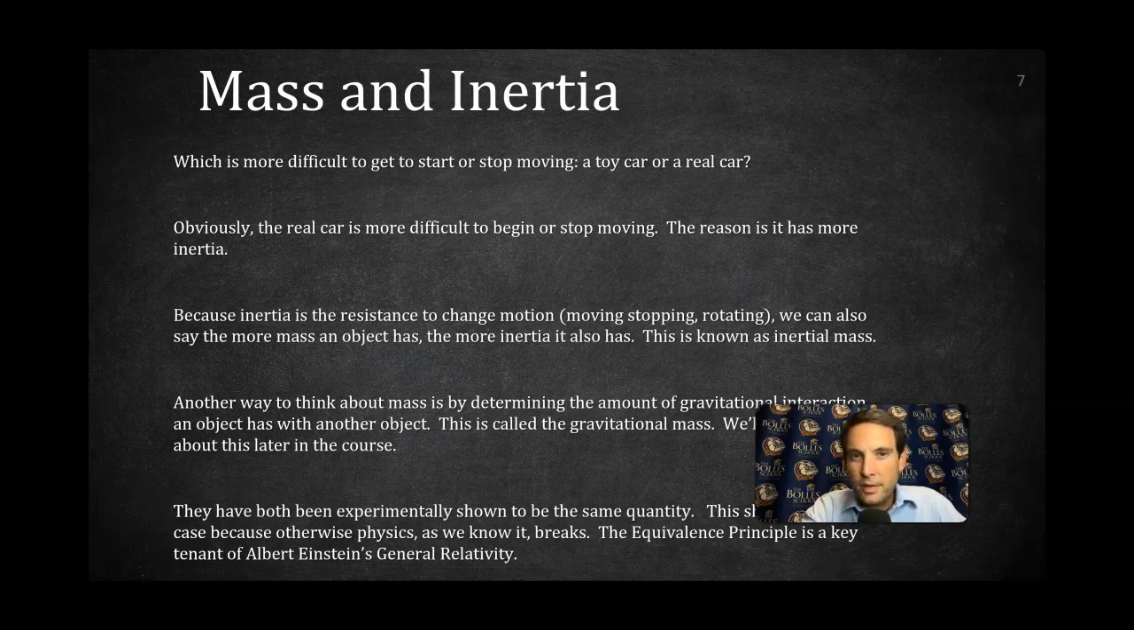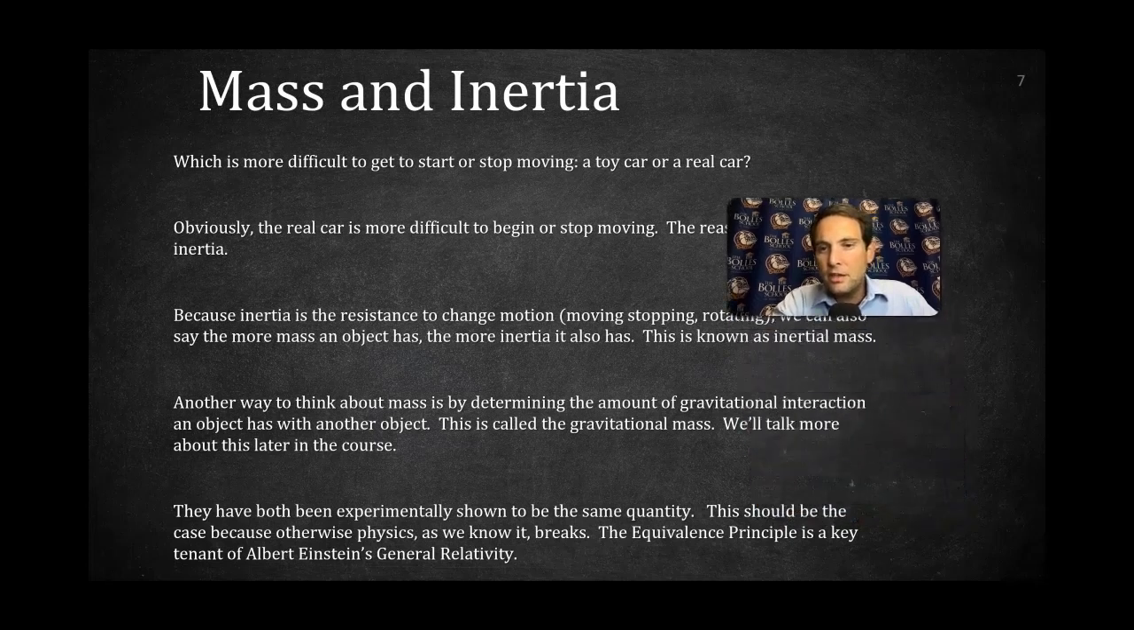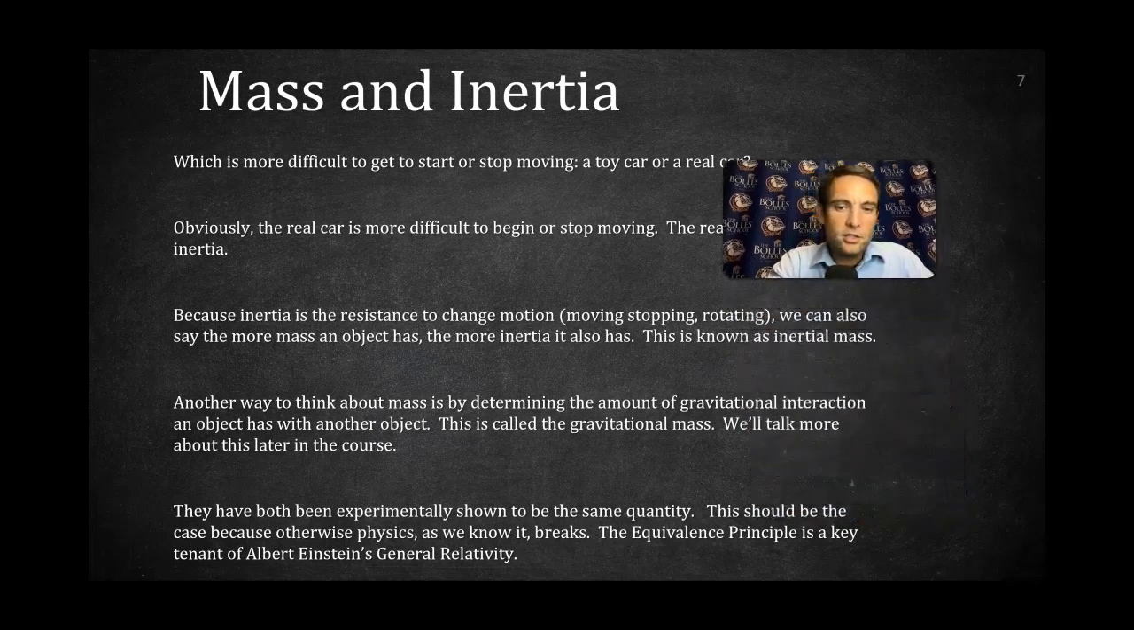There's another type of mass called gravitational mass, which is determined based on the amount of gravitational interaction an object has with another object. We're going to talk more about this later in the class, but I wanted to bring this up so you know there are two types of mass, gravitational mass and inertial mass.